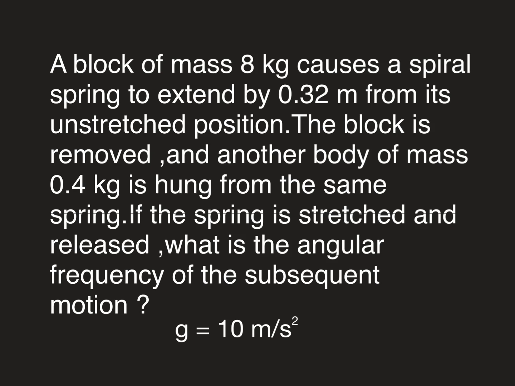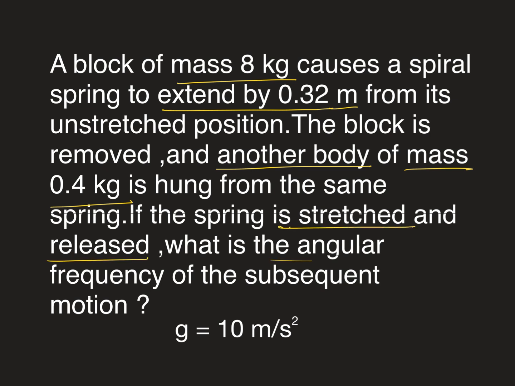Welcome back. We have a question in front of us that reads, a block of mass 8 kilograms causes a spiral spring to extend by 0.32 meters from its unstretched position. The block is removed and another body of mass 0.4 kilograms is hung from the same spring. If the spring is stretched and released, what is the angular frequency of the subsequent motion? Take g equal to 10 meters per second squared.